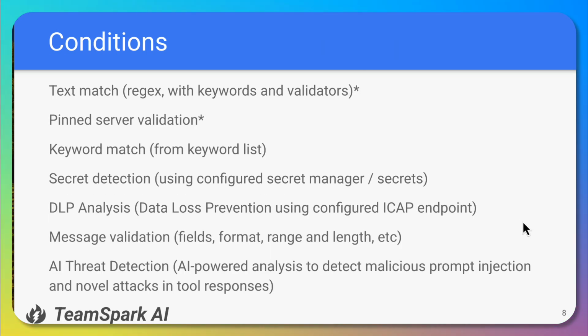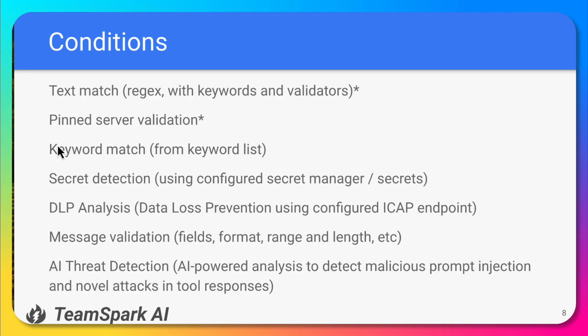So the conditions that we have in our building, we have our text match. We took the existing policy engine filtering functionality and built that into a text match condition. So it looks exactly the same on the screen as it used to look, and works the same. That supports regular expressions with keywords and proximity for context, and also validators for things like credit card numbers. We built out a pinned server validation, which I'm going to give a demo of.